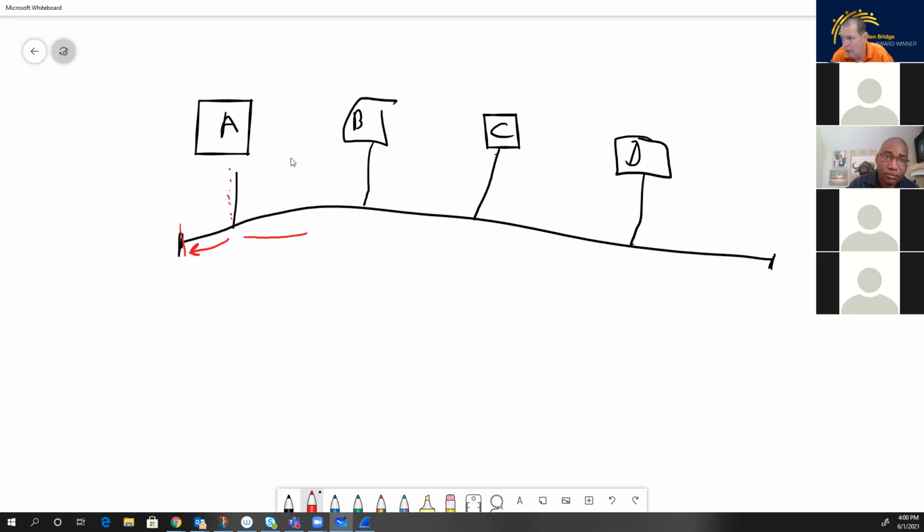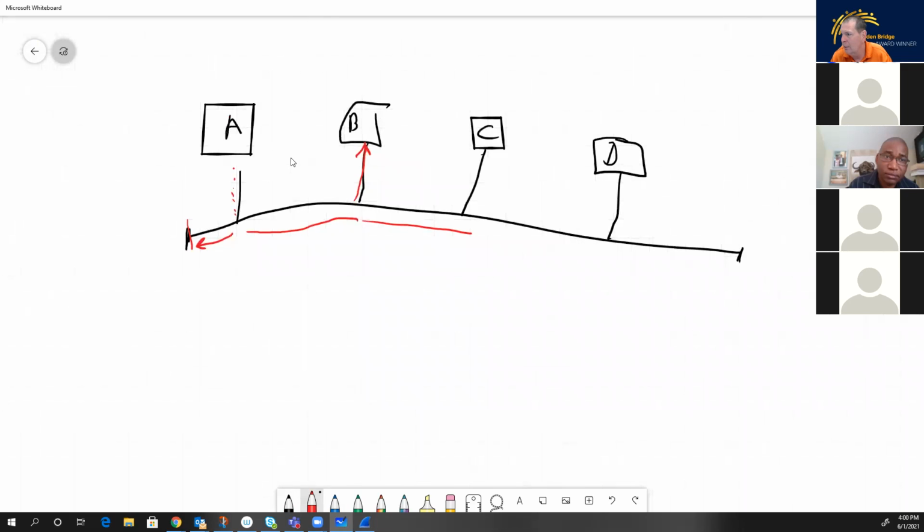It then goes this way. Once it gets to B, B takes a copy up to here, looks at the destination MAC address, says, whoa, wait a minute, that's not my MAC address. Throws it in the bit bucket. It keeps going. Goes to C. C has to look at it at least up to layer 2. It's not my MAC address. Throws it in the bit bucket.